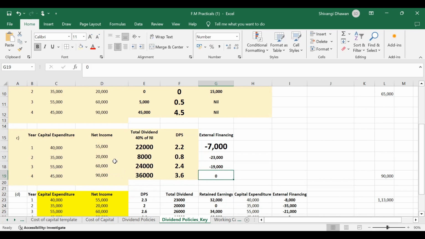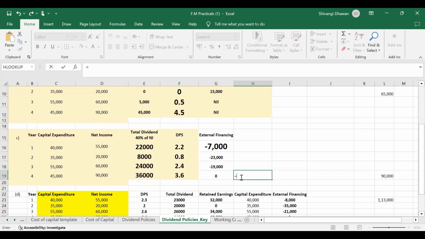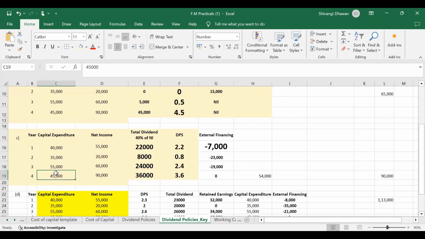Then in the next case, we have a net income of 90,000 and a total dividend of 36,000, and we are left with a large amount. So here there is no requirement to have external financing because we have enough net income, or we have supernormal earnings where we can meet both our dividend requirements and our capital expenditure requirement. Because after subtracting, if you can see, net income minus 36,000, you get 54,000, and you have enough to meet your capital expenditure also.